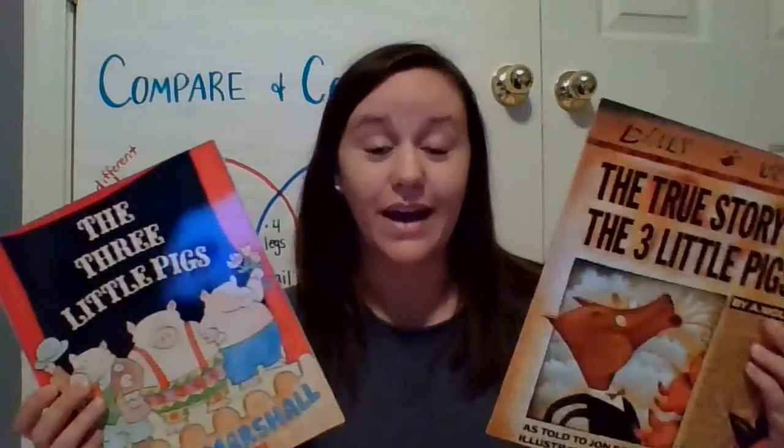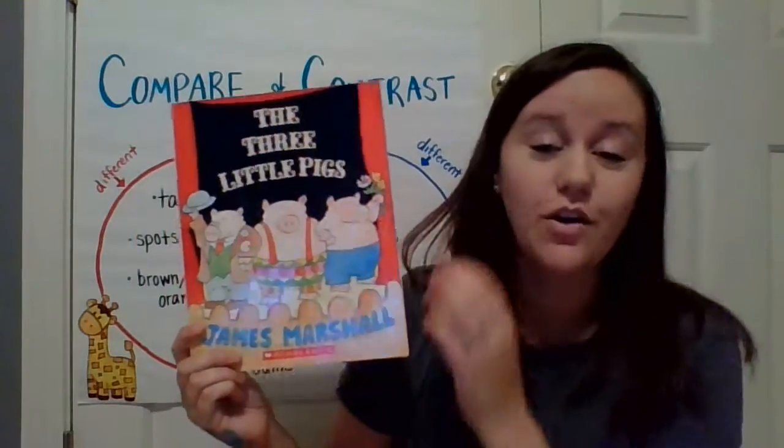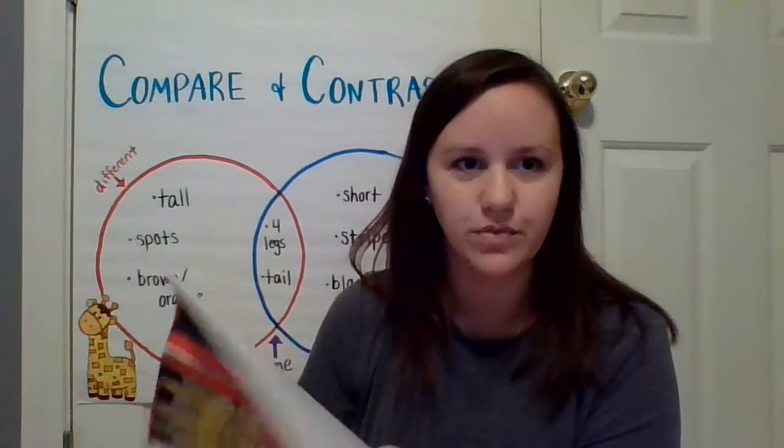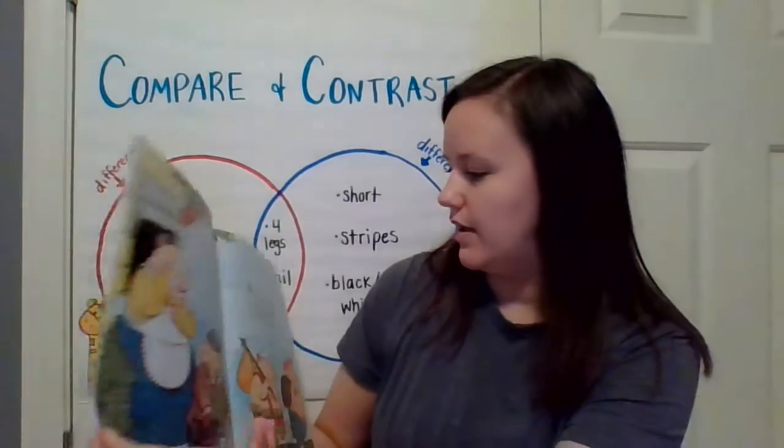I'm not going to read both stories in this video, but I will put links to read alouds in the video description so that you can go back if you want to read the whole story of both stories. That's great. So this first one is called The 3 Little Pigs by James Marshall. This is more closely to the story of the 3 Little Pigs that you probably know.